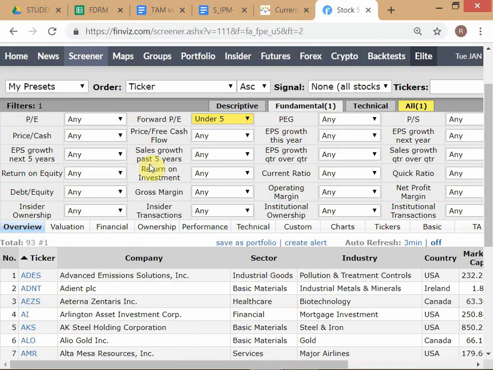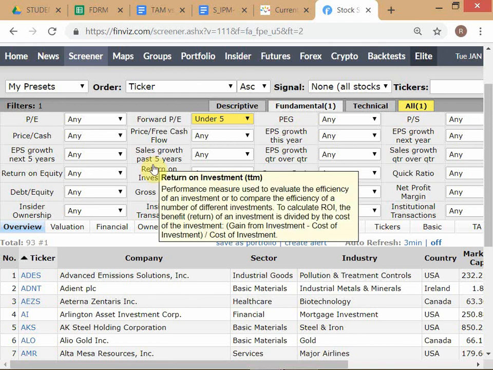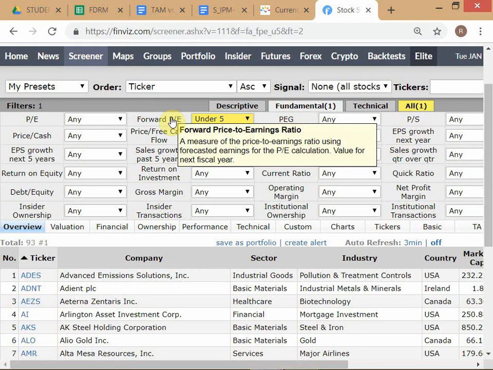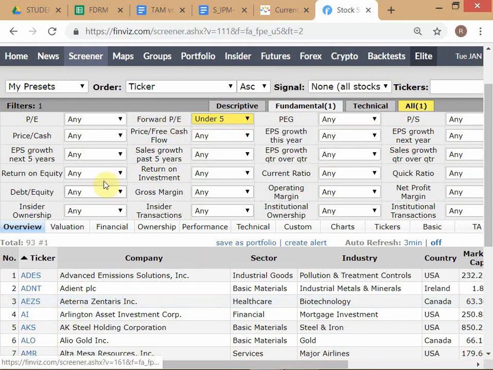That's okay. I'm just giving an example. You can use PEG also. Okay. But PEG is not very commonly used in the market. More common is forward PE and sometimes just current PE. But forward PE is the most common. So anyway, this is an example. You guys can play around with this.